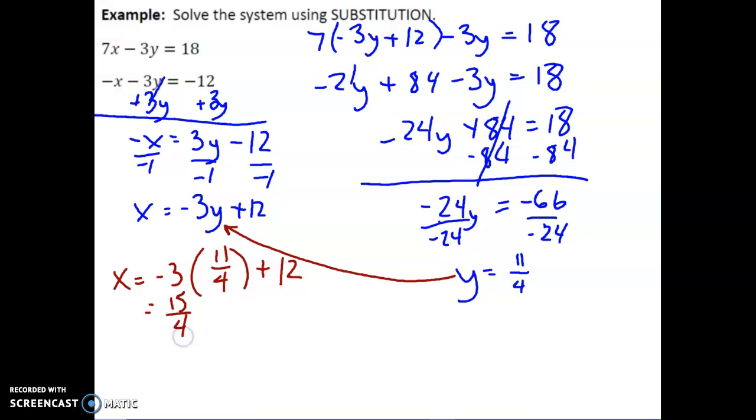And you get 15/4. Okay, so the final answer, x comma y, 15/4 comma 11/4. And you can double check that either in your calculator or you can double check that by substituting into both equations algebraically and make sure they work out to be 18 and -12.